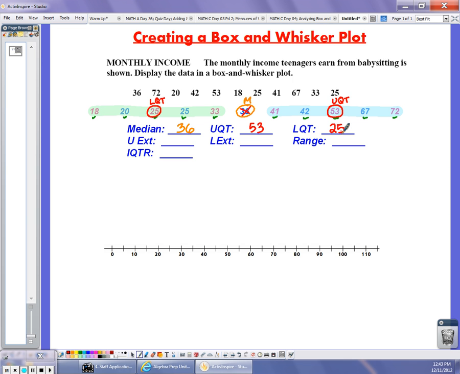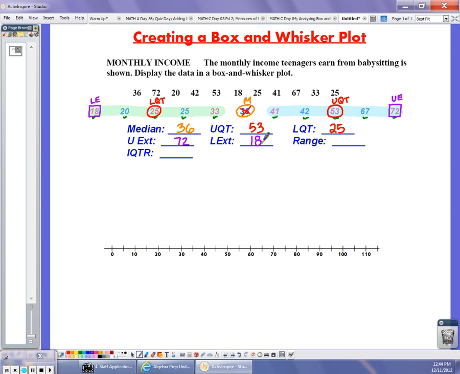Then we have two more items, which are called our upper extreme and our lower extreme. When I say extreme, I'm talking about the outer limit. So our upper extreme will be our most outer limit, which is 72, and we can label it as UE for upper extreme. So that's going to be 72. And our lowest limit, or our lower extreme, is going to be this 18 right here, and that's going to be labeled as LE.